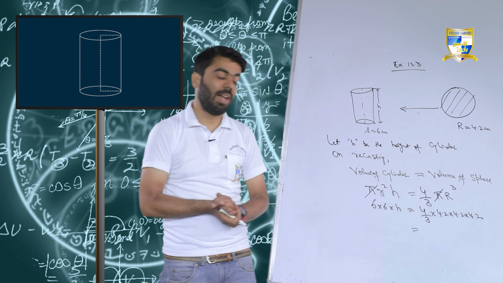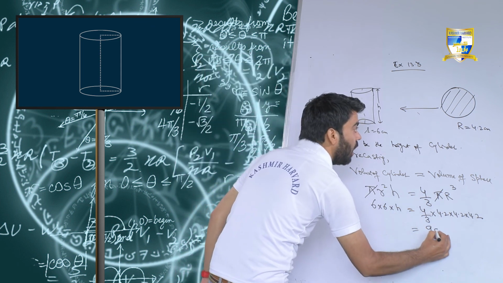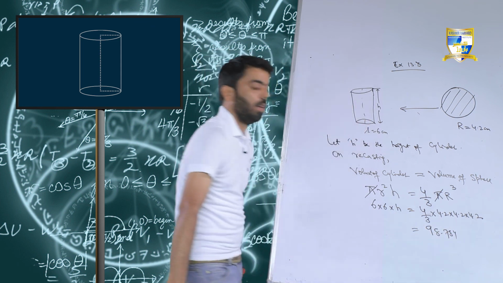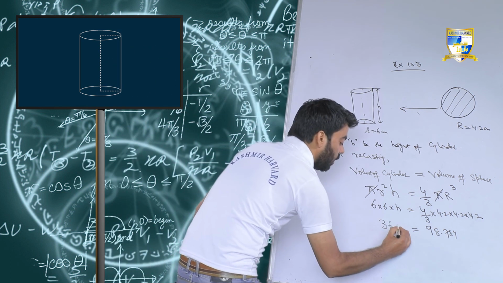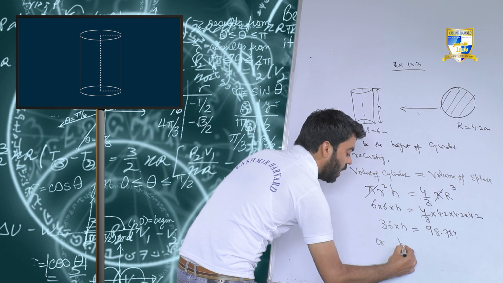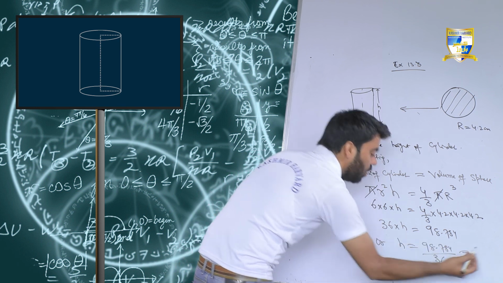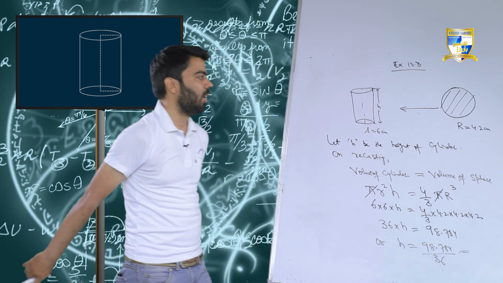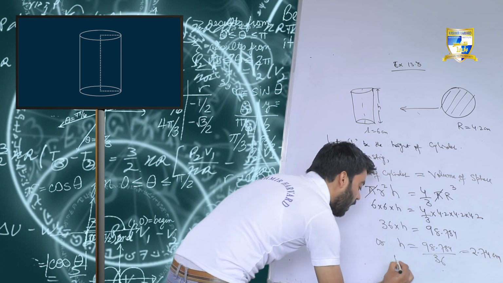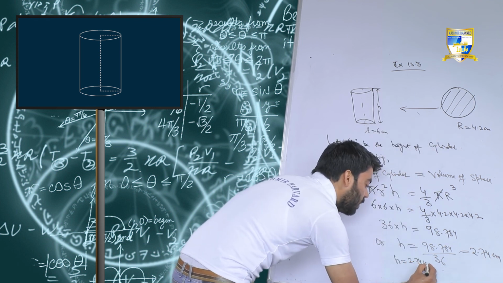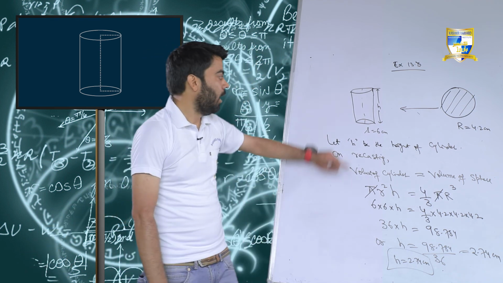You can get the value. I already know this value. This value is equivalent to 98.784. This is 36 multiplied by h, or we can say h is equal to 98.784 divided by 36. Do it, it's simple mathematics. And we found that it's 2.74 centimeter. So h is equal to 2.74 centimeter. So simple, we got the value of h.